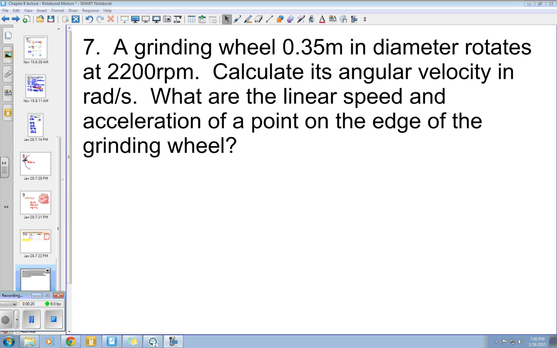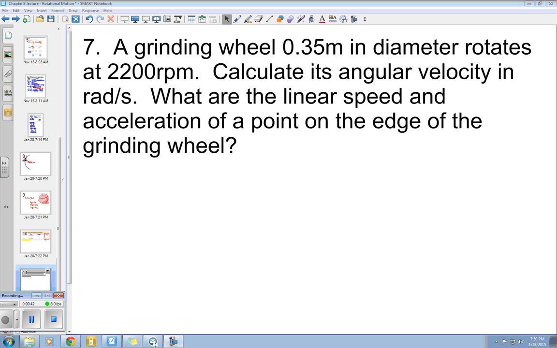A grinding wheel, 0.35 meters in diameter, rotates at 2,200 RPM. Calculate its angular velocity in radians per second. What are the linear speed and acceleration of a point on the edge of the grinding wheel?